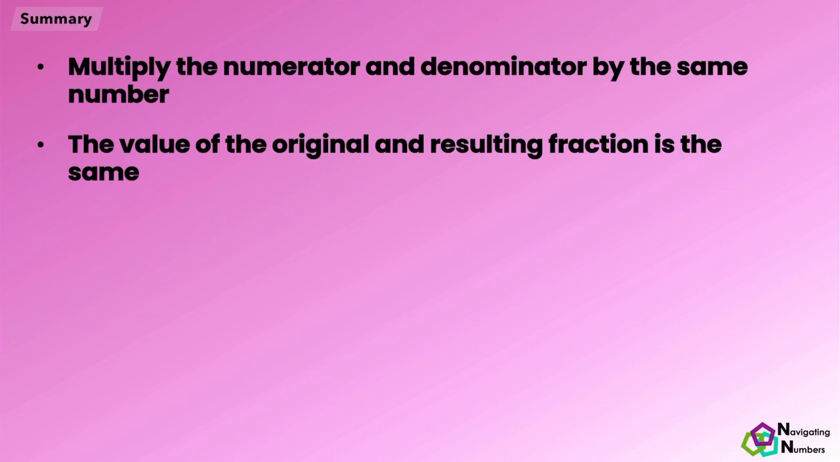Let's go ahead and summarize. Again, to find equivalent fractions, we multiply both the numerator and denominator of our fraction times the same number. Remember that this number can be any number, just as long as you remember to multiply both the numerator and denominator times that value. And we see that both fractions, the original and resulting fraction, end up having the same value, although they might look different.